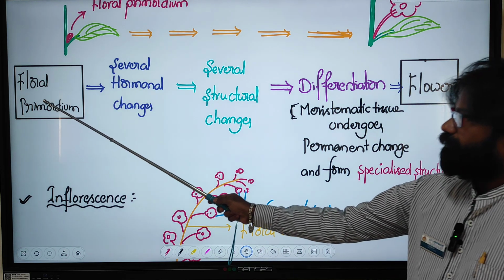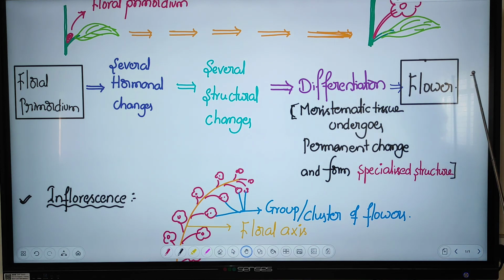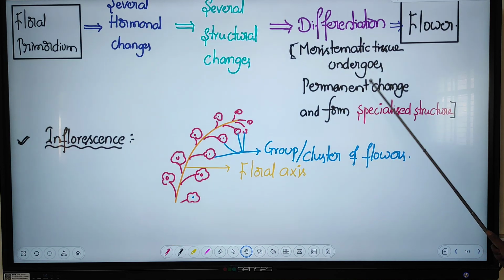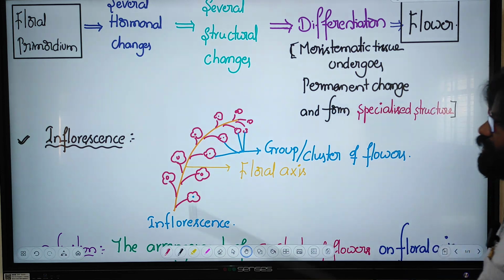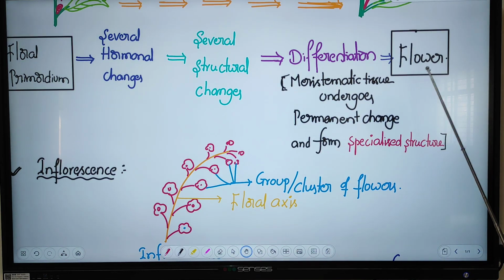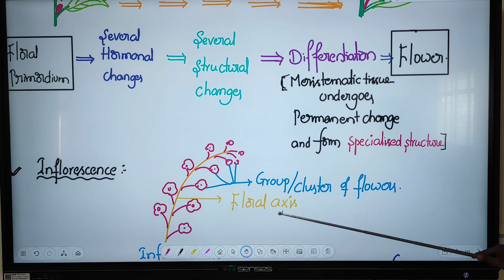So the floral primordium converts into the flower, and between them a number of hormonal changes and structural changes are happening. Here we should know what is meant by differentiation. As you know, meristematic tissue is continuously dividing, and its cells undergo permanent changes and form specialized structures. That means the primordium is nothing but a meristematic tissue that gives a specialized structure, namely the flower. So we can say this is differentiation, between the hormonal and structural changes.